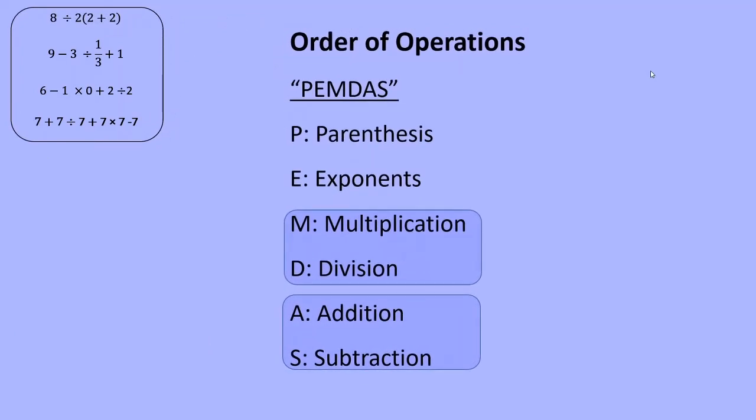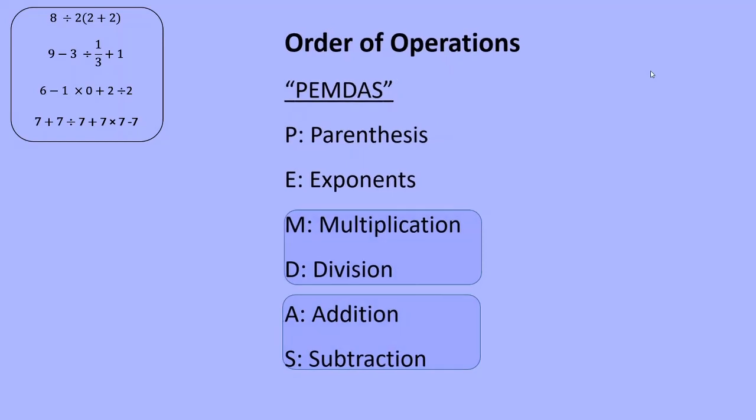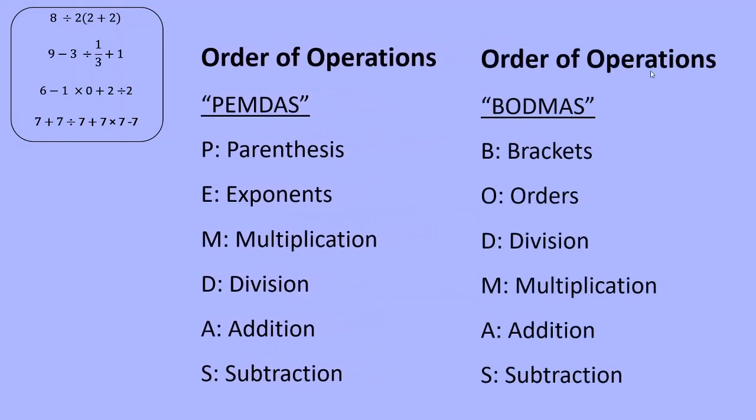So in the United States, we mostly use PEMDAS. But in Australia, India, and UK, they're more typically going to see something like BODMAS. So instead of parentheses, they've got brackets. These two things mean the same thing. Exponents and orders, that's the same thing as well.